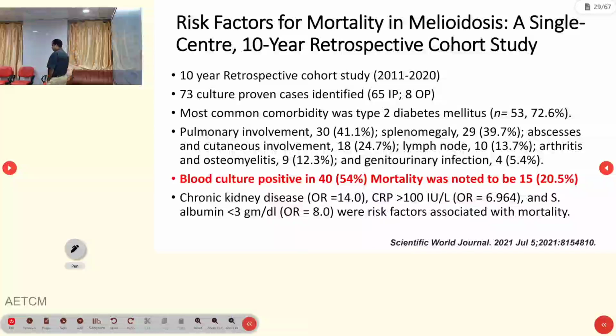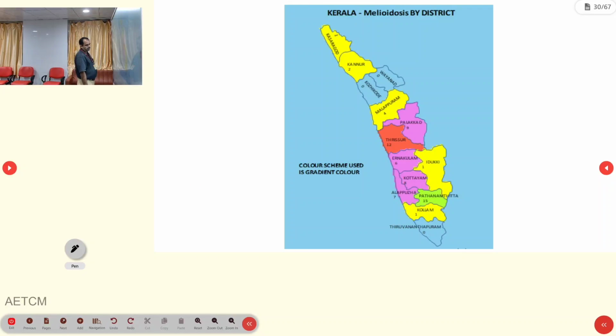You all send blood cultures. We have a very good system, a very good way of doing blood cultures. So we pick up a lot of blood culture positives in our primary cases, where you send blood cultures by default. We found 54% had blood culture positive. Our mortality was high, 20%. Darwin said it was 12%, ours is 20%. Chronic kidney disease and low albumin were considered risk factors for mortality in our study.